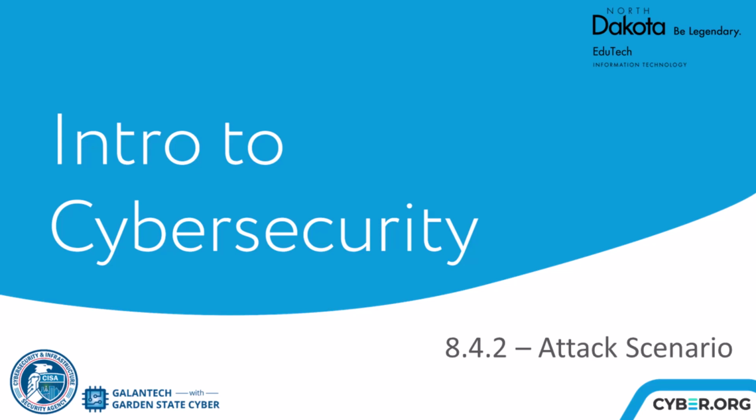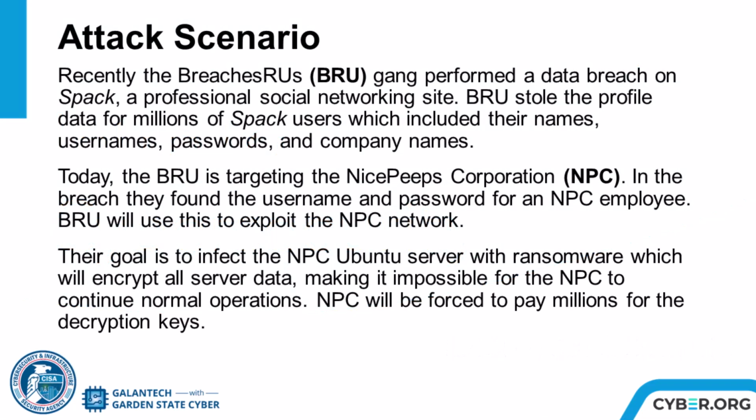8.4.2, Attack Scenario, Part 1. Let's go through an attack scenario by exploring the exploit concepts to better understand the basic attack flow when someone is exploited. Breaches R Us is a ransomware gang. They are the malicious actor.